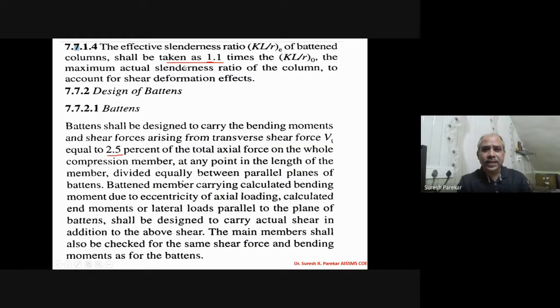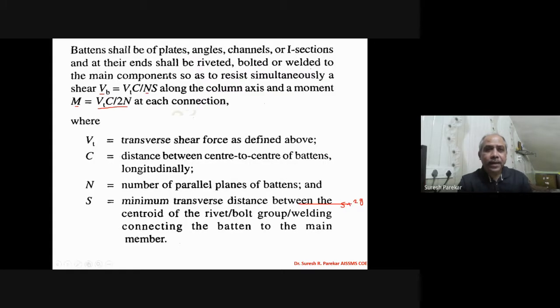Then the slenderness ratio factor is 1.1 times, whereas in lacing we have 1.05 times. The force is the same, that is, transverse shear of 2.5% of the axial load on the column. Here the longitudinal shear is VTC upon NS. VT is the transverse shear, C is the spacing between battens, N is the number of parallel planes of battens, and S is the minimum distance between the centroid of the rivet bolts. Then the moment is VTC upon 2N.